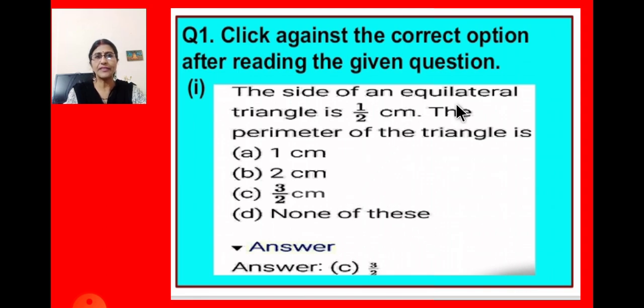So here you have to first understand the question, equilateral triangle. Equilateral triangle means a triangle whose all the sides are equal, and one side is given, half centimeter. So what you will do? You will have to multiply half by 3. You can add also 3 times. You can write half plus half plus half, or you can multiply half by 3. So half into 3 will be 3/2. So the answer is 3/2 centimeter. So you will select this option, that is C option.